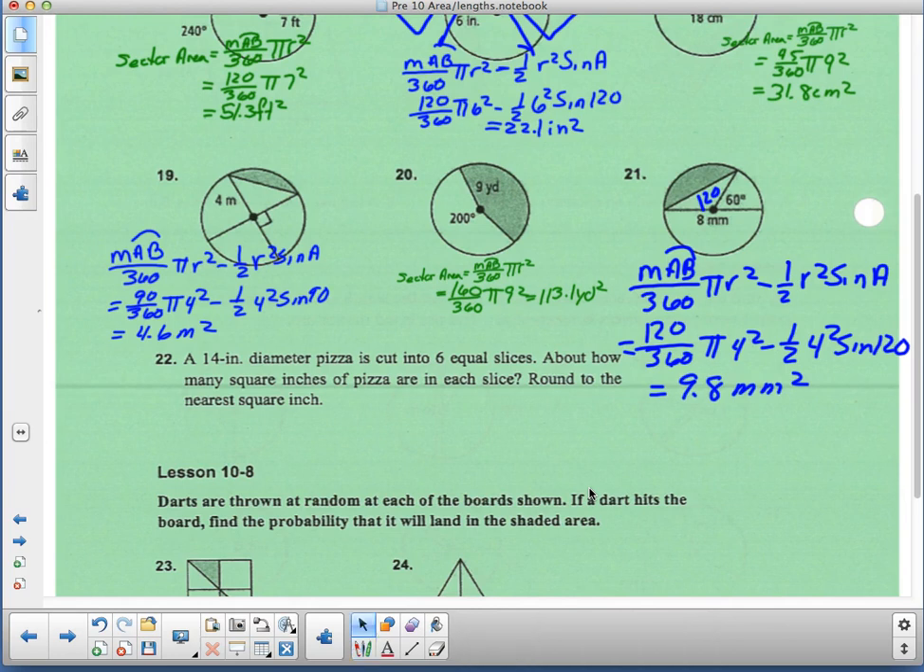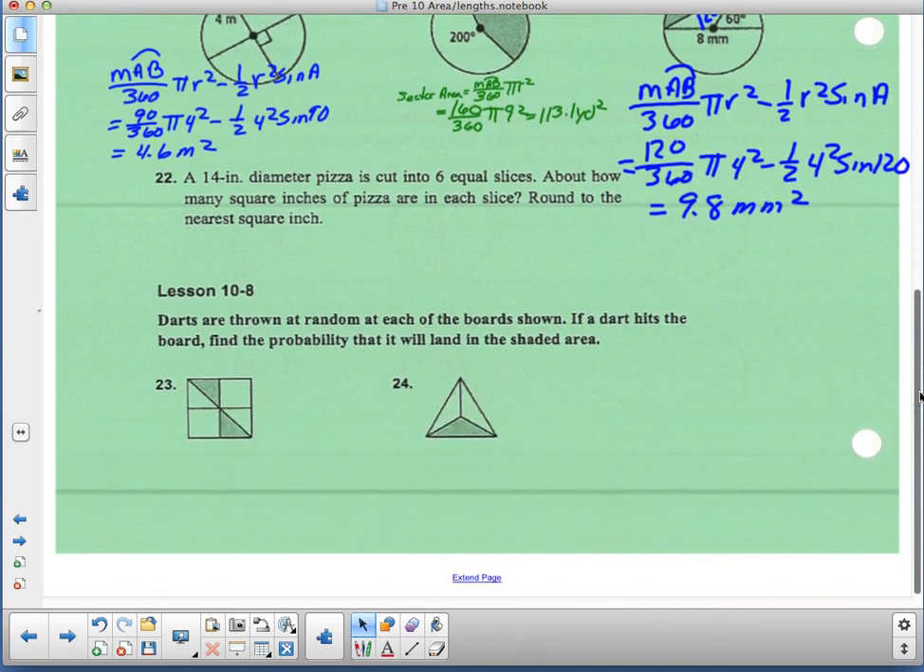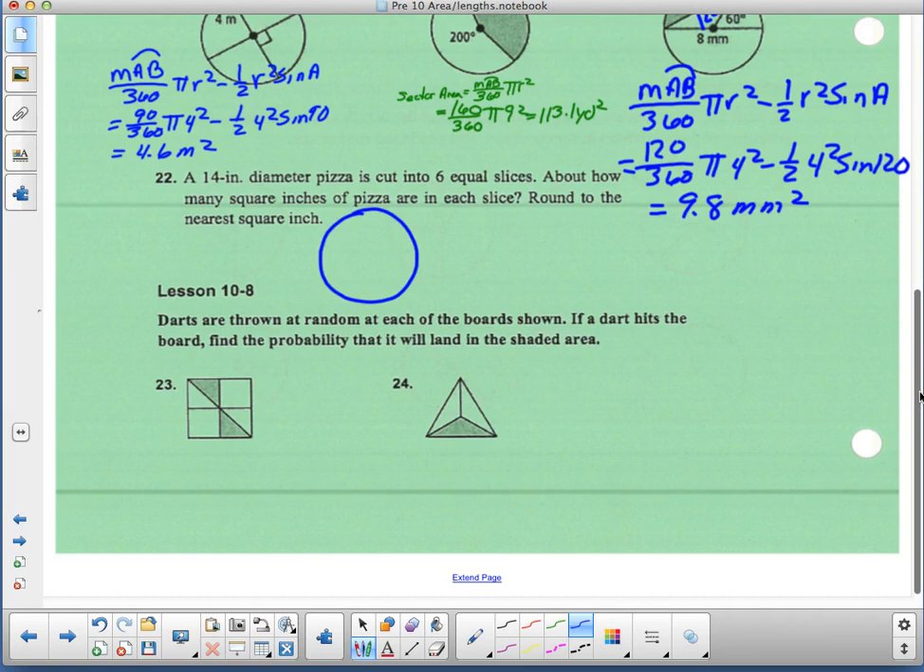Okay, now in 22, a 14-inch diameter pizza is cut into 6 equal slices. About how many square inches of pizza are in each slice? Now they're asking for each slice. I've got a 14-inch diameter pizza cut into 6 equal slices. Let's assume all those slices are the same. How many square inches of pizza are in each slice?